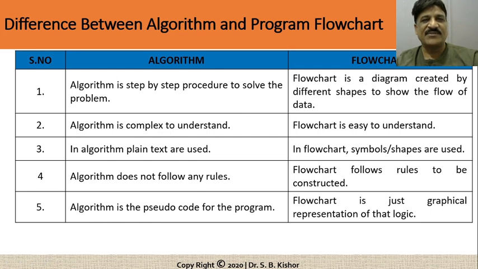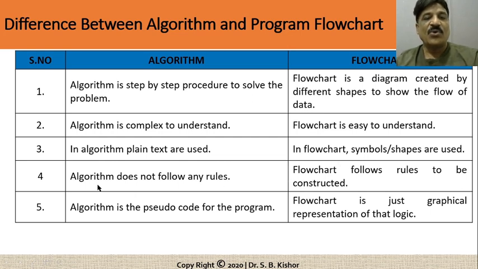So at first glance, someone may not be able to understand what one would like to convey, while flowcharts are easy to understand. Because of what? In an algorithm, we are using what? Plain text, while in a flowchart, we are using symbols and shapes in order to solve that particular problem.